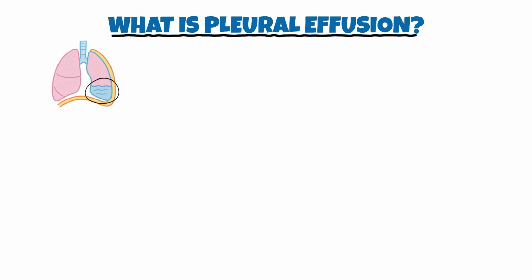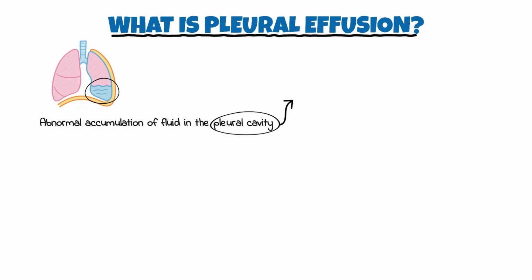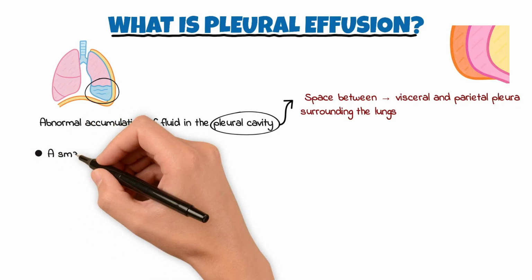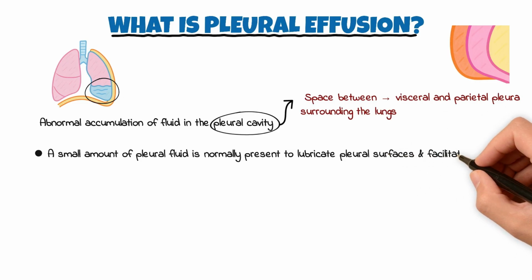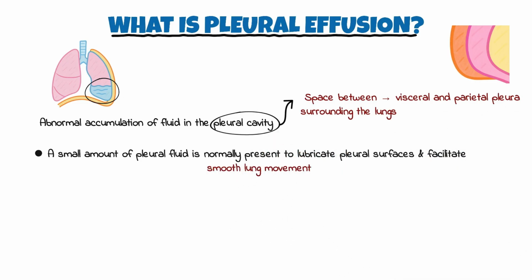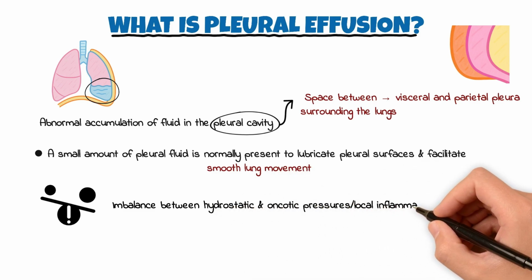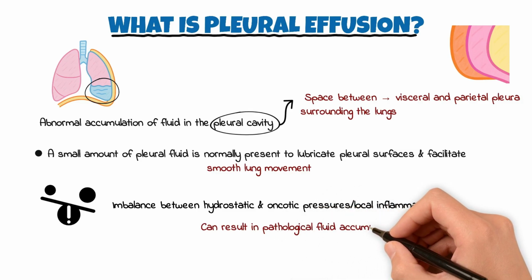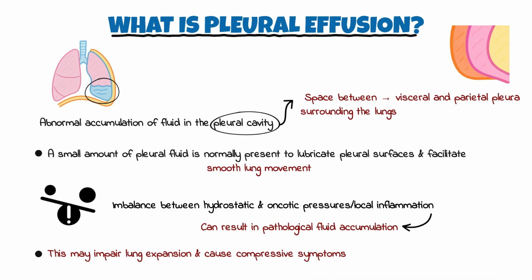A pleural effusion is the abnormal accumulation of fluid in the pleural cavity, the space between the visceral and parietal pleura surrounding the lungs. A small amount of pleural fluid is normally present to lubricate pleural surfaces and facilitate smooth lung movement. However, an imbalance between hydrostatic and oncotic pressures or local inflammation can result in pathological fluid accumulation. This may impair lung expansion and cause compressive symptoms.